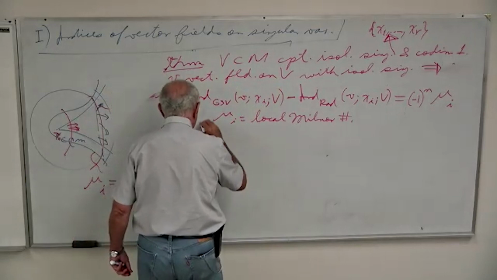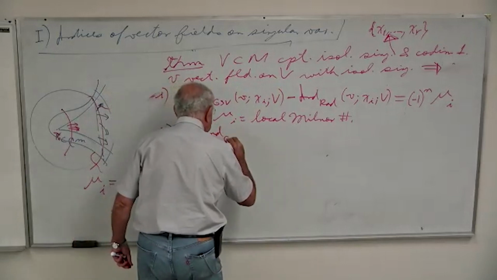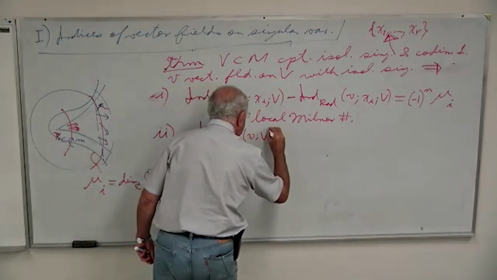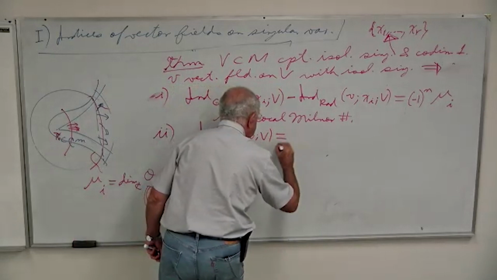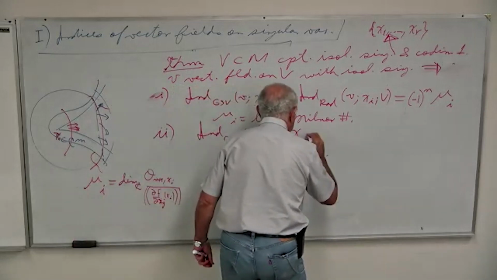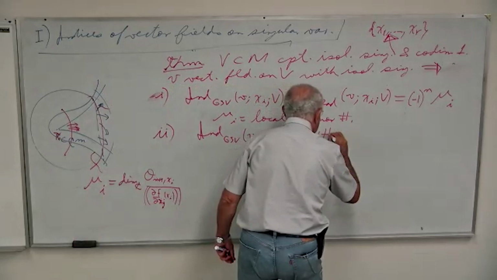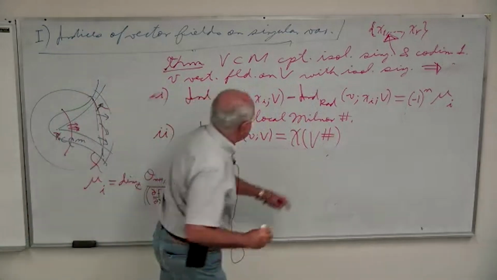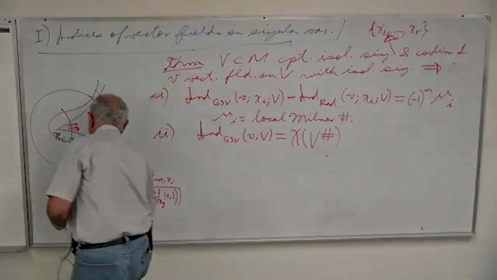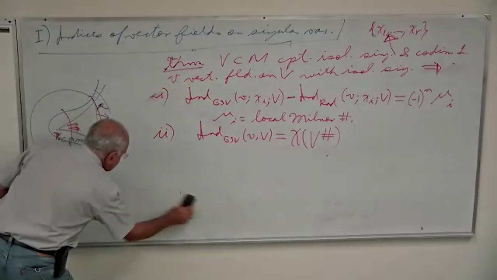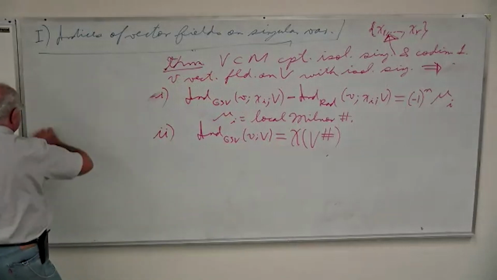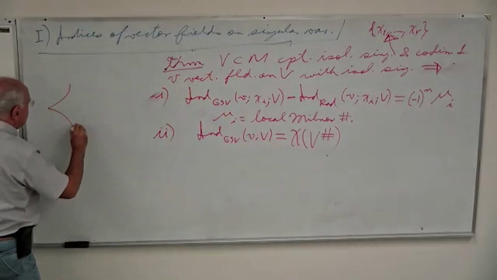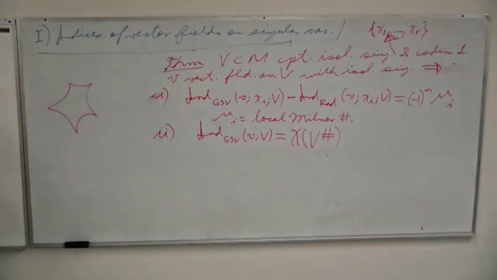The total GSV index of the vector field is the Euler characteristic of this fellow. Who is that? You have now the variety, which is compact. This is V.